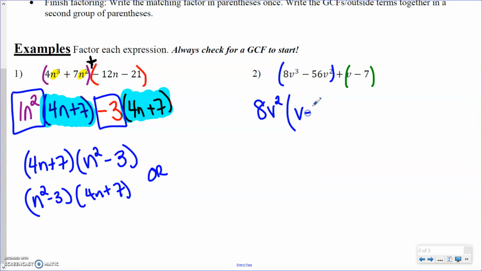Negative 56 divided by 8 is negative 7. I have 2 v's and I took 2 out, so I don't have any v's left.